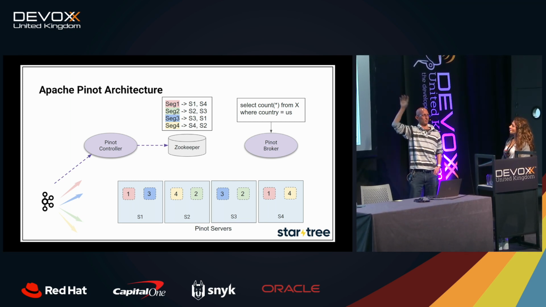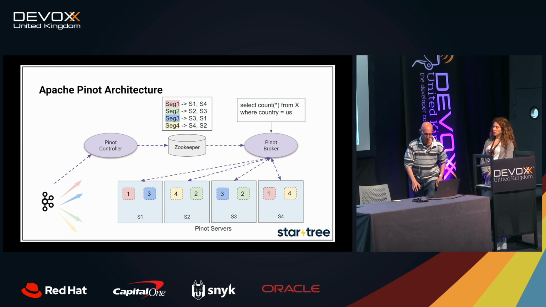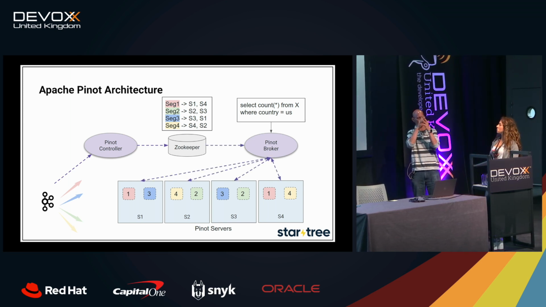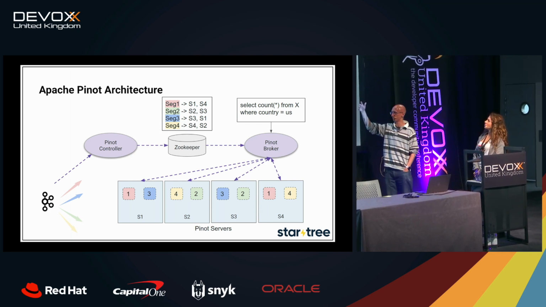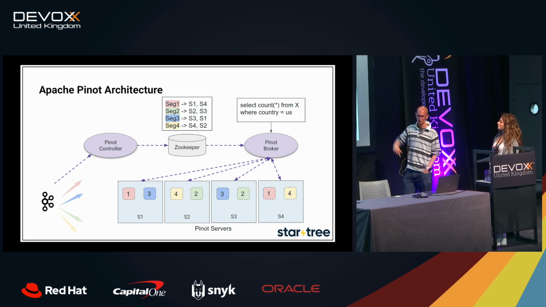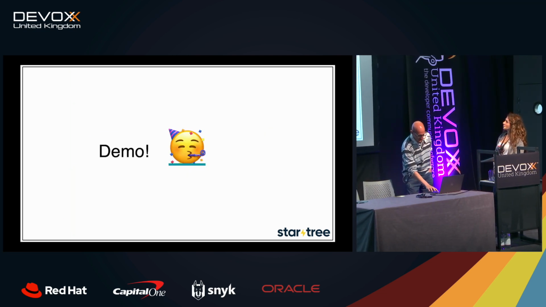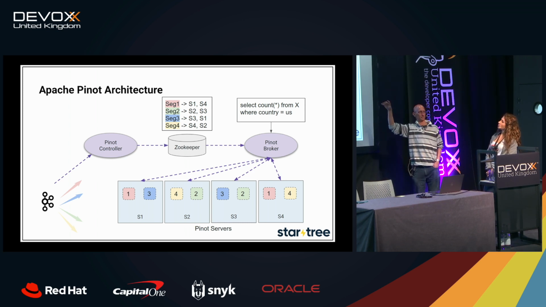If you've got a client, you would send your query to the broker, and then the broker works out where it needs to send the query. So it knows that your query needs to go to a server that has a particular segment. Okay, I can send it out. It's basically doing a scatter gather on the results. So it gets the results.